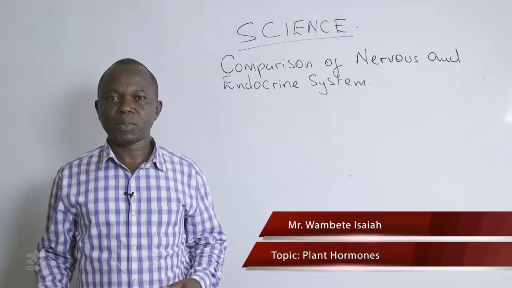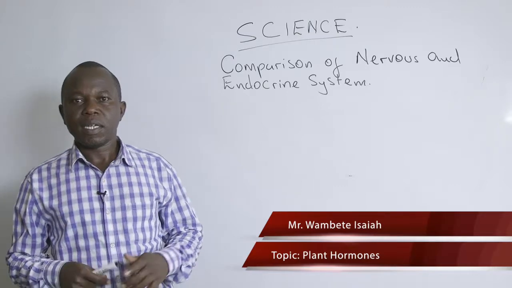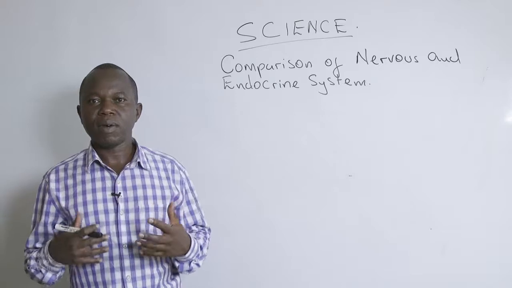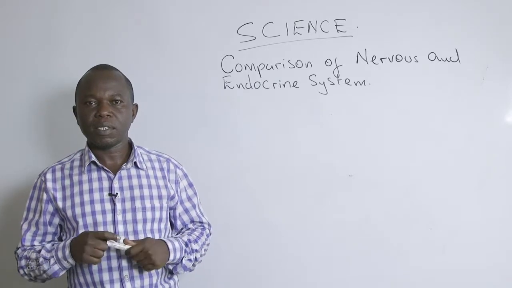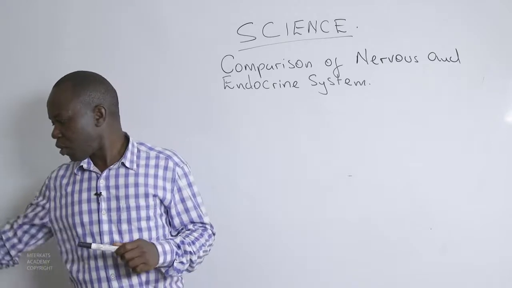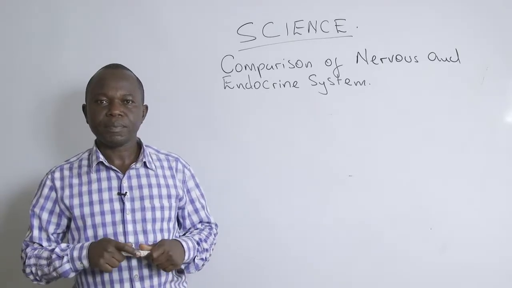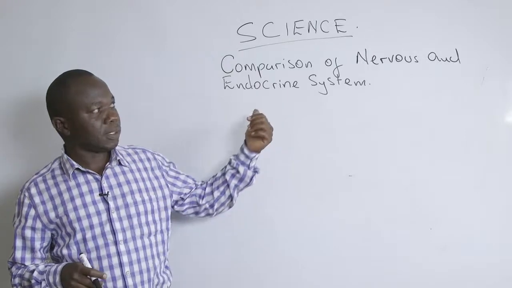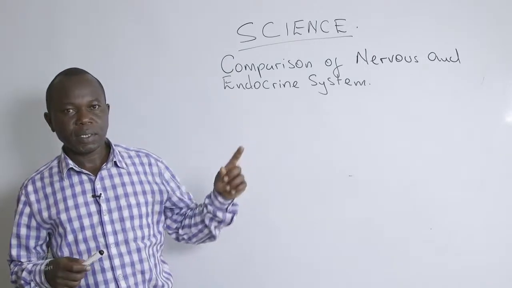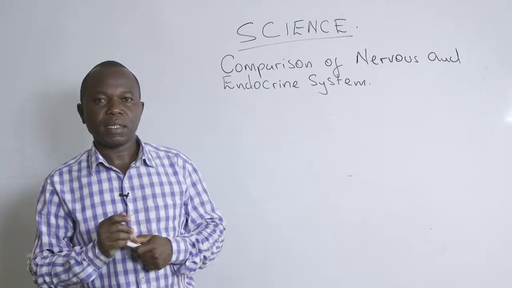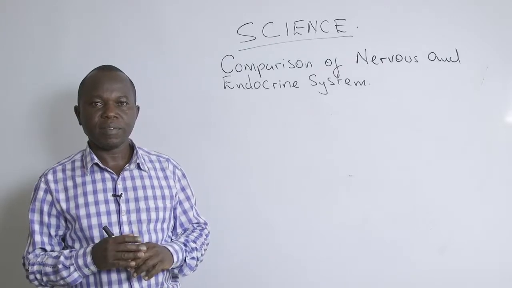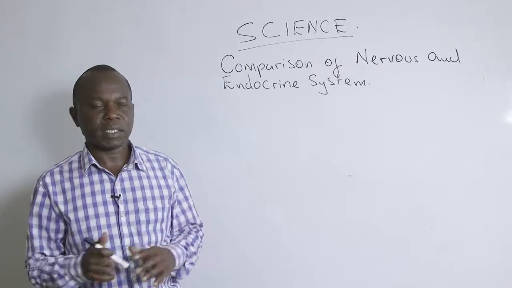Welcome once again to our science lesson. In our previous lesson, we have been trying to find out how communication and body coordination happens in our bodies. And we mentioned two systems that achieve communication in our bodies. We have the nervous system and endocrine system. So we have gone through all the systems. We have found out their major features.